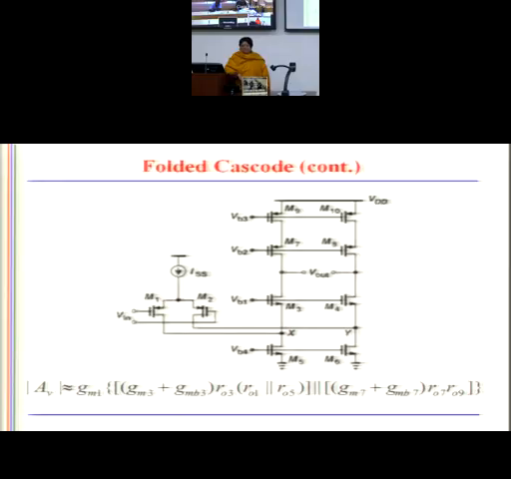Find out ICMR. I'll be asking Akash to tell me. Yes. ICMR and OCMR.